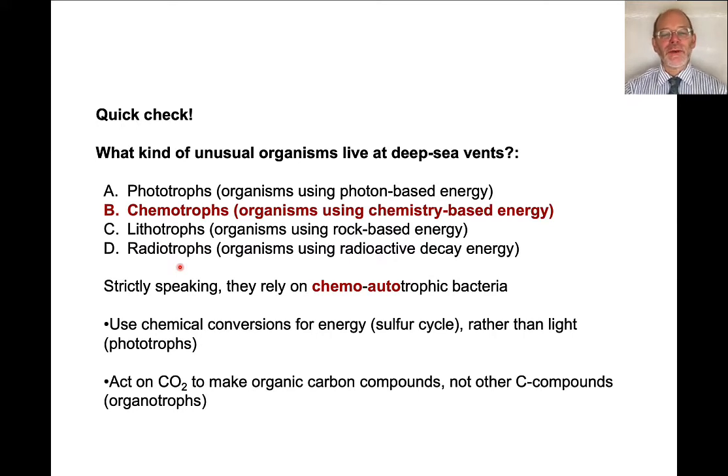Strictly speaking, they're referred to as chemoautotrophic bacteria. The chemo part means they use chemical conversions to obtain energy for life. Mainly, this is the sulfur cycle, rather than light. So, as you know, there are photosynthetic organisms, and these are phototrophs. Autotrophic means that they act on carbon dioxide to make organic carbon compounds, rather than working on other carbon compounds, those would be referred to as organotrophs. So chemoautotrophic bacteria are the basis for life at these deep sea vents.